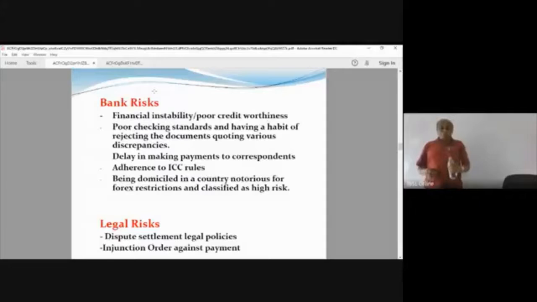Because they used to quote various discrepancies and refuse the payment. Delay in making payments to correspondents. Another thing, they debit the customer and collect the money, but they don't remit the money to the other party. They keep it for 1 or 2 days, roll it, and then do the payment. So if you found that type of banks, what are you going to do? You will come across them.